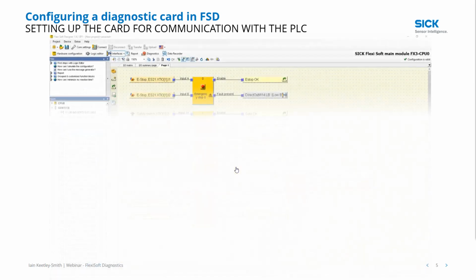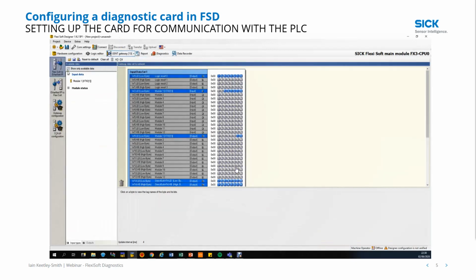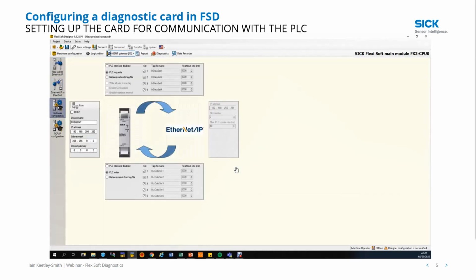So to set up the communication card, it's very simple. All you need to do is go up to interfaces and select the gateway, and down here you can see we've looked at this section and this section already, which is sending information to and from the PLC. Now we set up the configuration. So this is the device name and its IP address. This is the FlexiSoft gateway, and then we show this arrow.